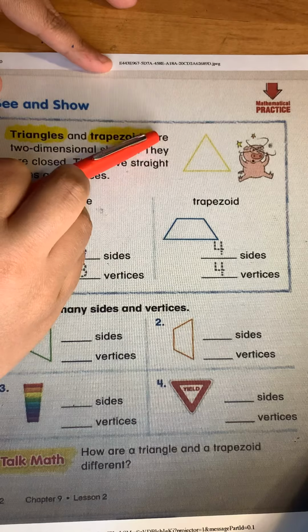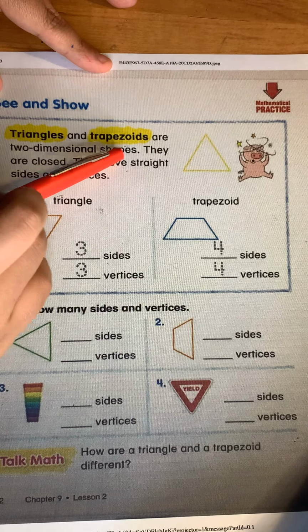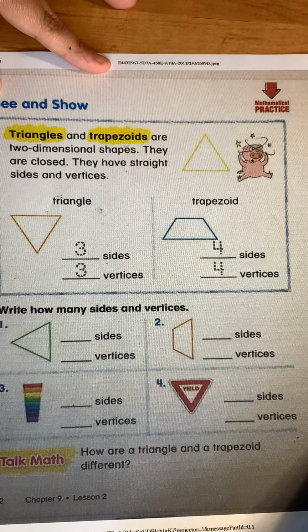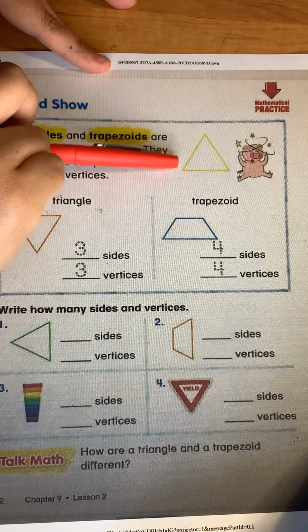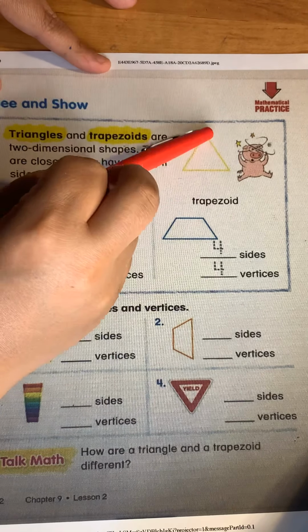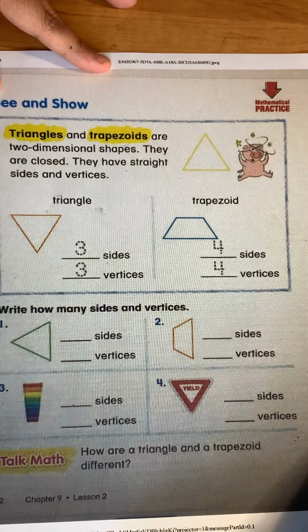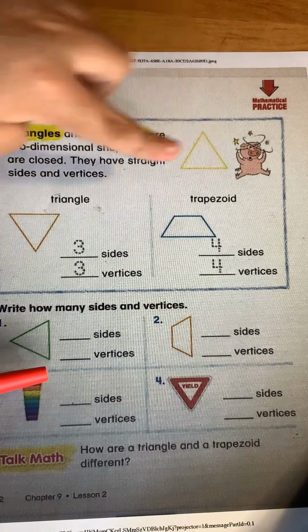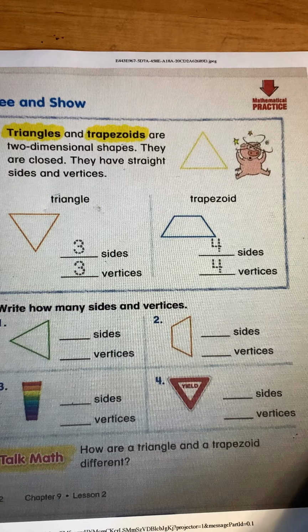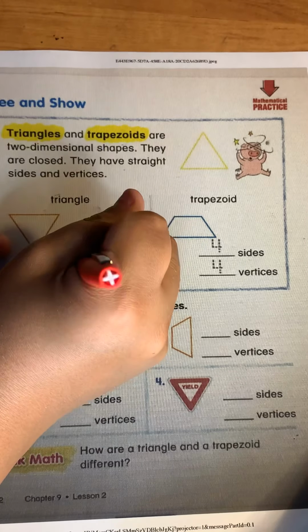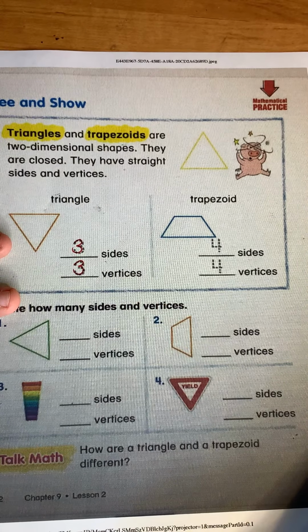Triangles and trapezoids are 2-dimensional shapes. They are closed. They have straight sides and vertices. So here's a triangle. 1, 2, 3 sides and 1, 2, 3 vertices. Okay, so here's the shape of a triangle, and we just counted all the sides. So a triangle has 3 sides and it also has 3 vertices. So I am going to trace my 3 for sides and a 3 for vertices.